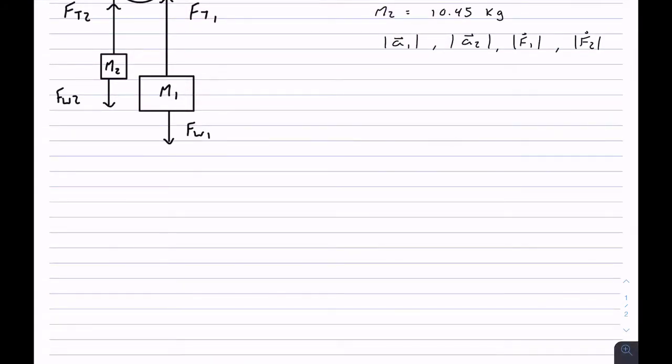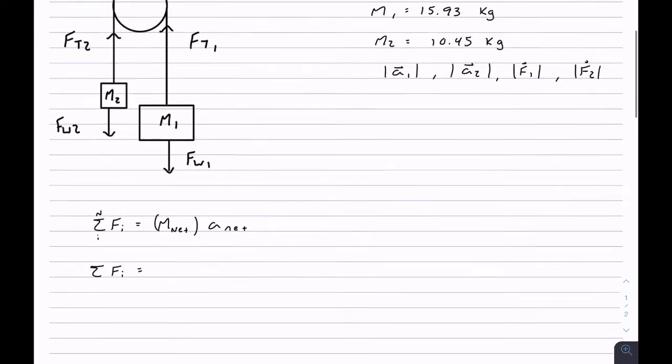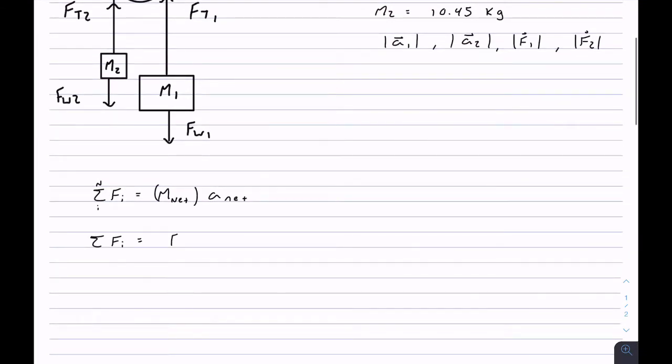Recall that the sum of forces on a system is going to be equal to the net mass times the net acceleration. Okay, so let's sum up the forces. So what do we have? We're going to have Ft2 plus Ft1 plus Fw2 plus Fw1.